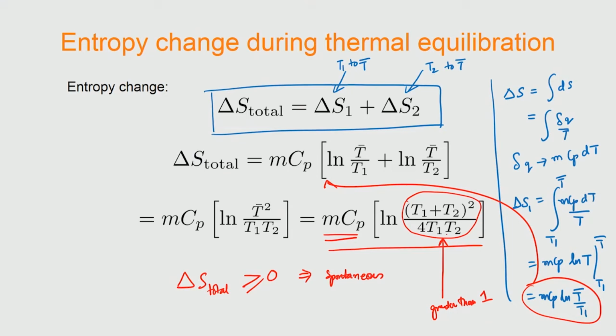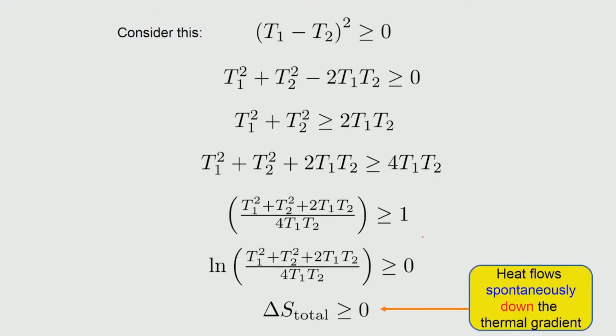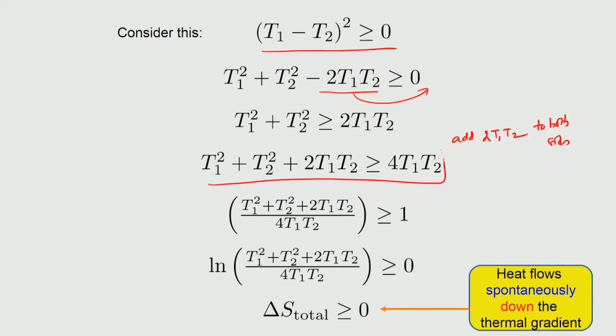So, we will only look at this term, and to evaluate whether the term is positive or not, you look at the expression here. As long as T1 and T2 are two temperatures, if they are different, you know that whether T2 is more than T1 or less than T1, the difference squared is always positive, okay, and therefore, we say that it is greater than or equal to 0, because if T1 and T2 are equal, then you get 0 there. You expand (T1 minus T2) squared, and then take the 2 T1 T2 to the other side, and then add 2 T1 T2 to both sides, then you see that you can write this expression.